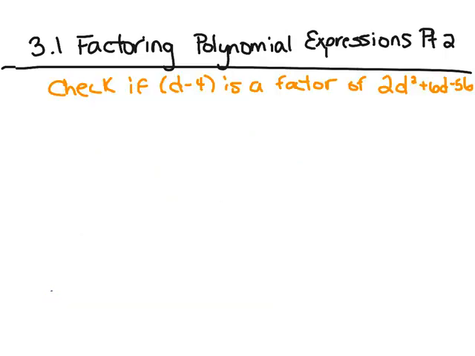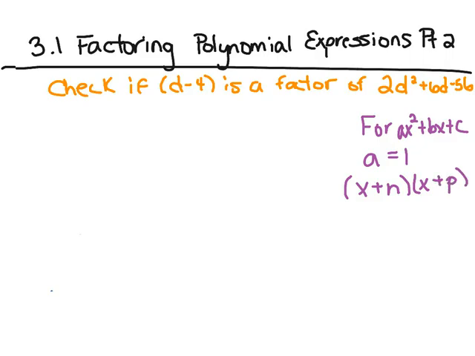When you're checking to see if something is a factor, first we need to remember what our quadratic equation shows us. So if we have, let's just go on this side, ax squared plus bx plus c. If your a equals 1, think about what your factors would be. Let's say we're going to have two numbers, and it's going to be n and p. So it's going to be x plus n and x plus p.